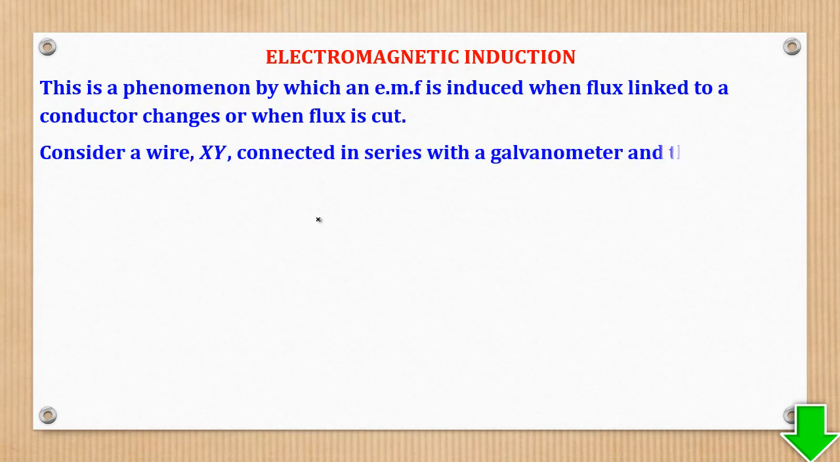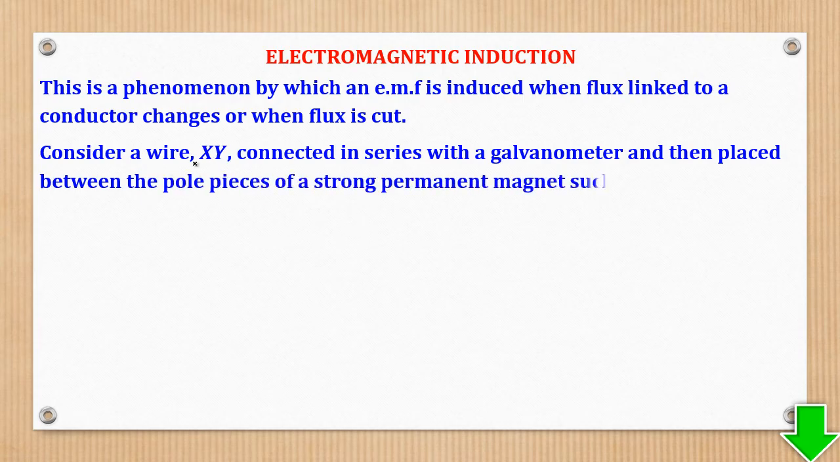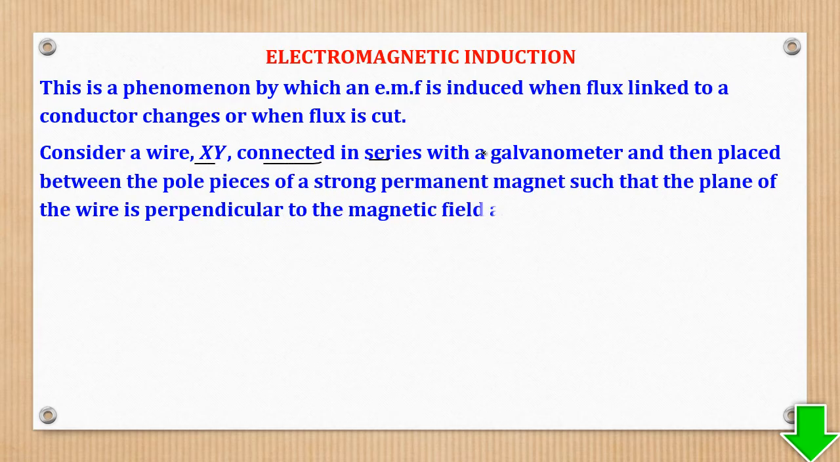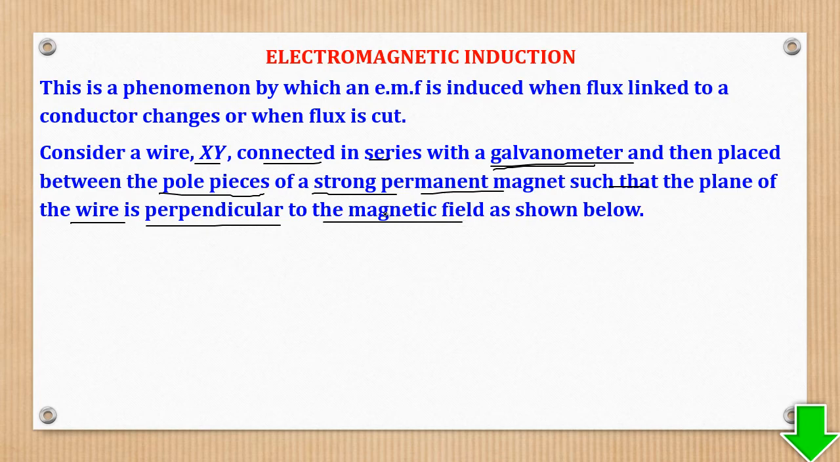an illustration. We shall consider a wire XY connected in series with a galvanometer. I think you know the parts of the galvanometer. We have already made a video on the moving coil galvanometer, and its purpose is to measure small currents. It is sensitive at measuring small currents. So I connect this wire to a ballistic galvanometer and then place it between the pole pieces of a strong permanent magnet, such that the plane of the wire is perpendicular to the field, as shown below.